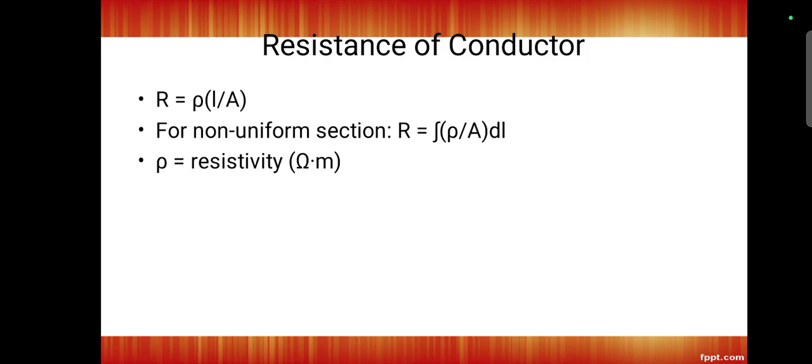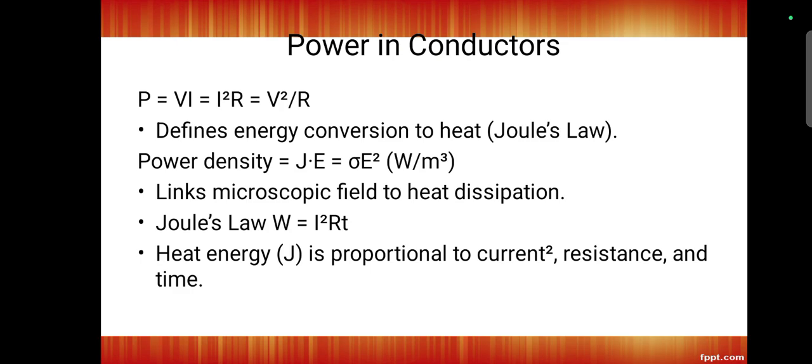For a non-uniform section, R equal to integral rho by A into dl, where rho is the resistivity in ohm meter. Power calculation: P equal to VI, that is I square R, that is equal to V square by R, which defines energy conversion to heat. This is called Joule's law. Power density is equal to J dot E, sigma E square watt per meter cube. It links the microscopic field to heat dissipation.